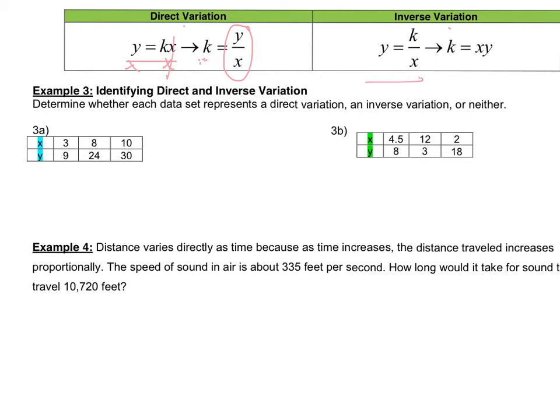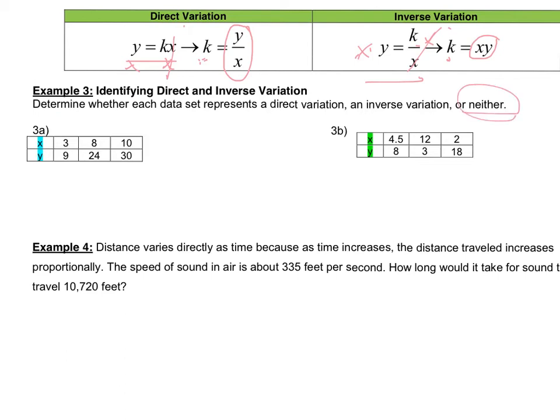Here's the equation. If I solve it for k, I'd multiply both sides by x, which means that k equals x times y. So if you multiply x and y together, and you get the same number every time, if you get a constant, then you'll have inverse variation. If neither of those work, then your answer will be neither.